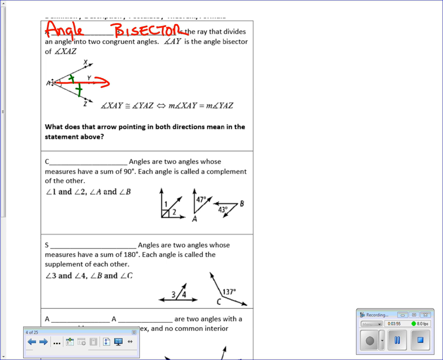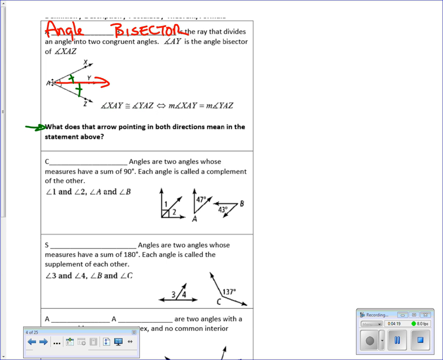Now take a look at this same block here for the angle bisector. There's some words down here written in bold, and it says, "What does that arrow pointing in both directions mean in the statement above?" And what I'm talking about is this thing right here. Basically, I can read this statement from left to right in words in English, even though it's written in mathematical symbols. So listen for the words I say when I get to that arrow, okay?